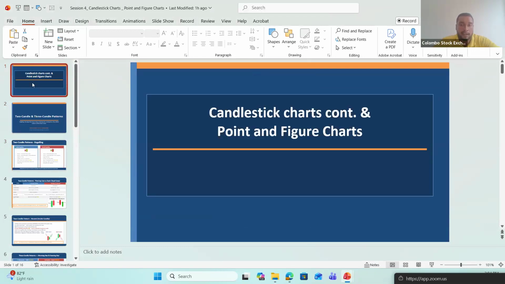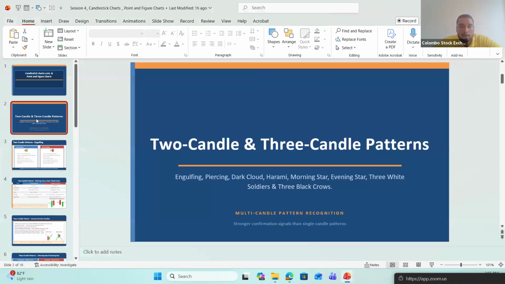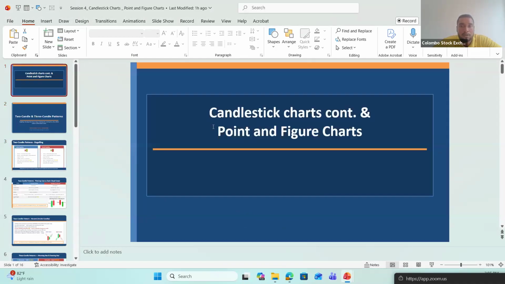So in the fourth slide, I have planned to discuss candlestick charts, specifically the two candlestick patterns and the three candlestick patterns. And also we have to discuss point and figure charts. Right? That's also a chart type like line chart, bar chart, candlestick chart. So previously we discussed that, no?